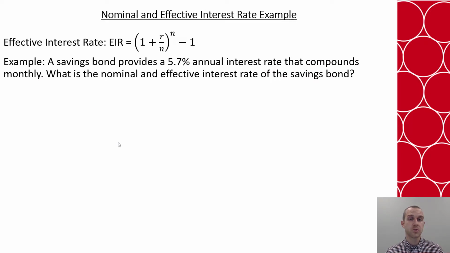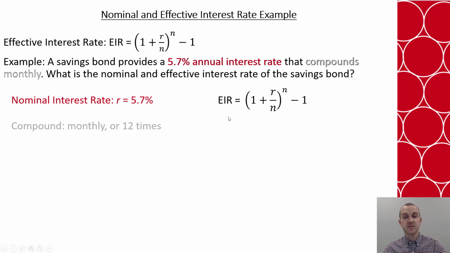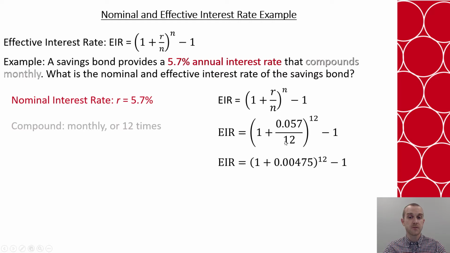Let's look at another example to help make this point. Say that a savings bond instead does 5.7% annual interest rate that compounds monthly. We want to know what's the nominal and effective interest rate in this case. So we know the nominal is what's provided, the 5.7%, and it's telling us that we're compounding monthly. That means 12 times in the year. So we're going to use our effective interest rate and say that that's 57 thousandths divided by 12. And we're then going to add 1 and raise it to the 12th power.